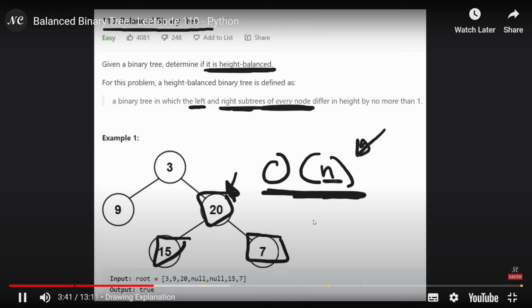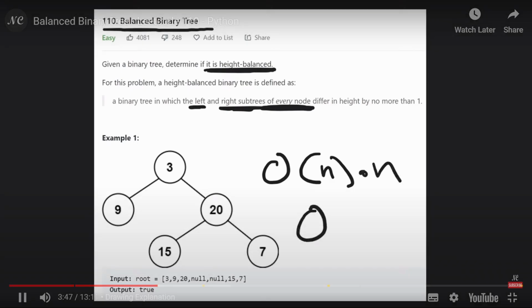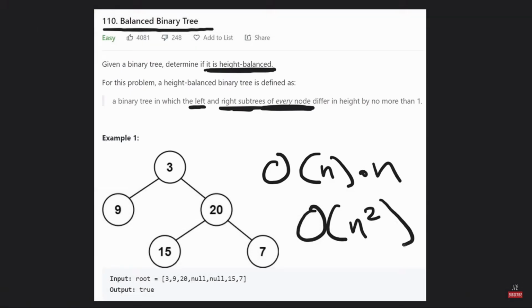O of n is the number of nodes in the tree, and if we have to do this n operation n times, we're going to get a time complexity of O of n squared. So now the question is, can we do better than that? Is there any repeated work?